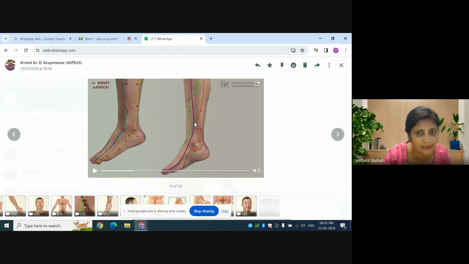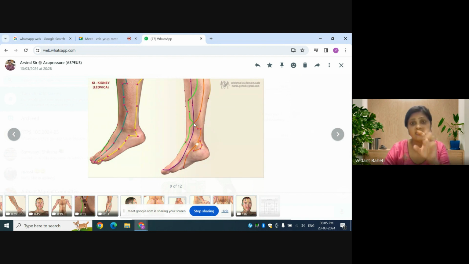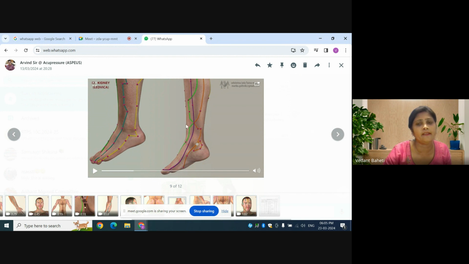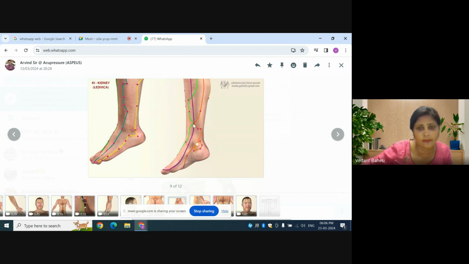This is SP6, and it is a junction point for the yin meridians, so it's a very good point. It has been prescribed many times that we should put pressure at this point. I taught you in my other class also that this is a homeostasis point, because all three meridians which are passing through our legs meet at this point.